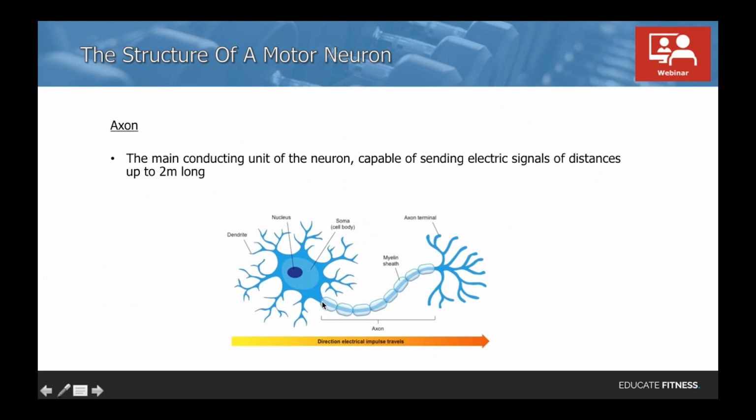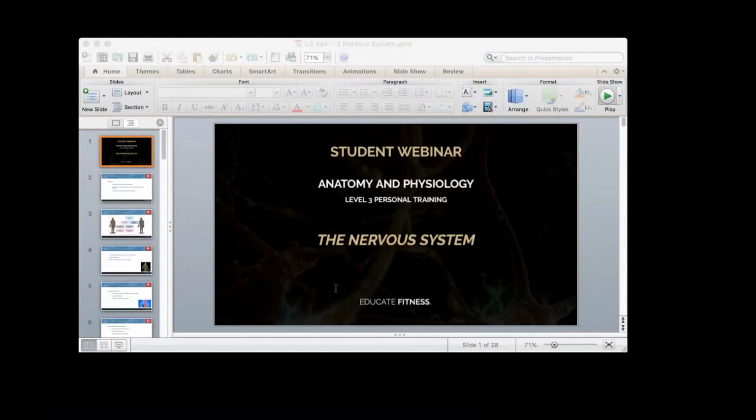Axon here, the main conducting unit of the neuron. So the axon is the long snake-like looking path where the impulse can travel, capable of sending electrical signals over distances up to 2 meters long. So in your nervous system, just one nerve can send an impulse up to 2 meters long.